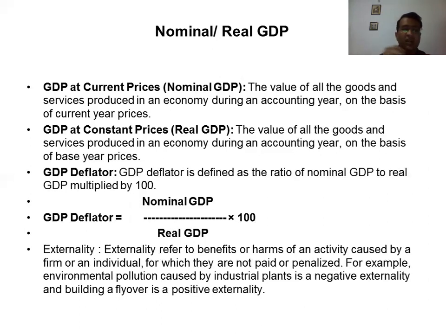For example, environmental pollution caused by an industrial plant is a negative externality, and building a flyover is a positive externality. If the government constructs a building or a bridge, that is a positive externality for the people. But if any plant harms the health of the people, that is a negative externality. So any activity which affects an individual without payment or penalty is an externality.